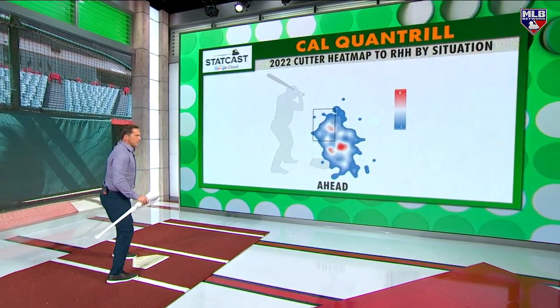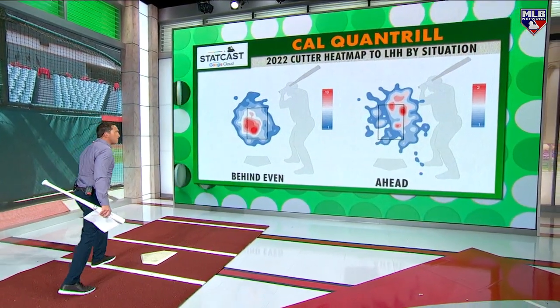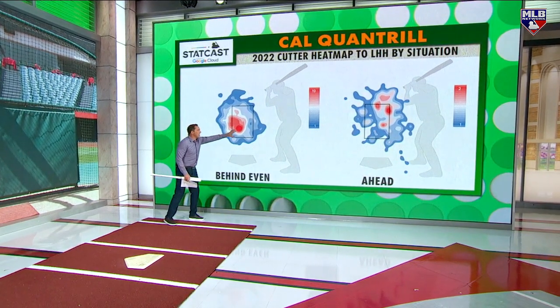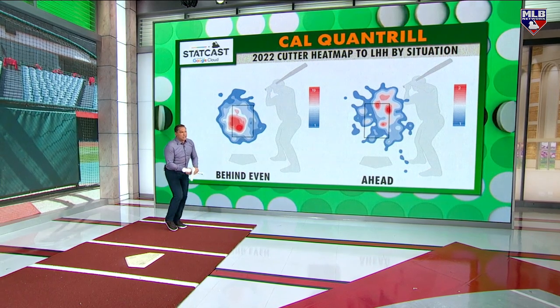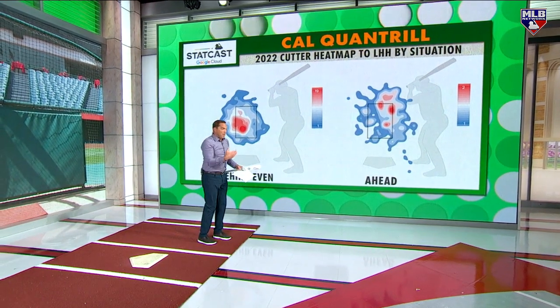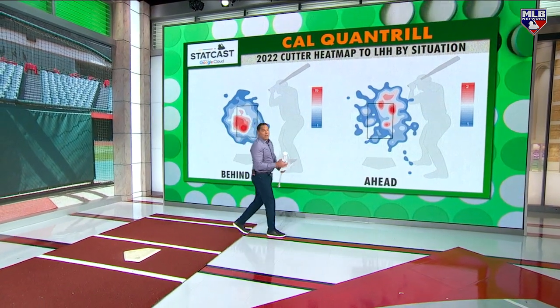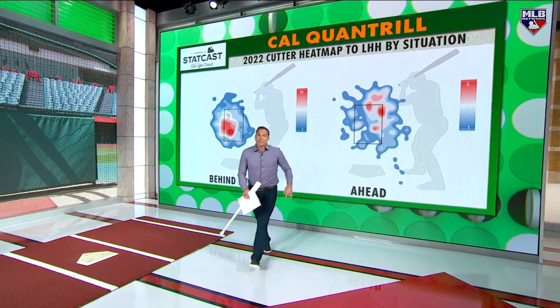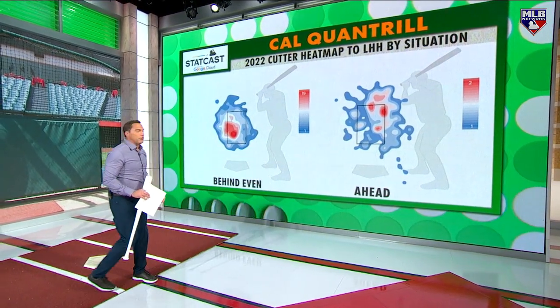Give me the lefty heat maps, how he attacks with the cutter. Behind or even in the count, let me get back in. I got a nice feel for it, backdoor. Let me steal strikes backdoor, bang, bang, bang. And then when I'm back in the count, I'm ahead. You're aggressive, I start to bore you in with it. So pretty impressive that he's able to do that.